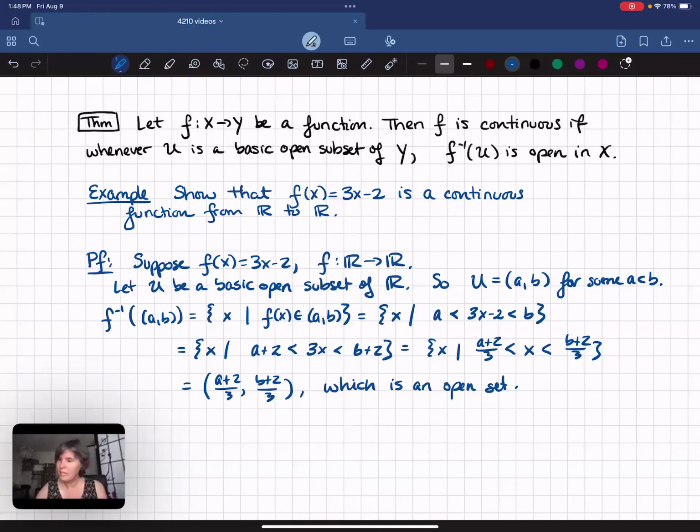So what have I done? I started with a basic open set. I found its pre-image, and I showed that its pre-image is also open. And since the open set I started with was arbitrary, that means the pre-image of every basic open set is open, and hence f is continuous using this theorem.